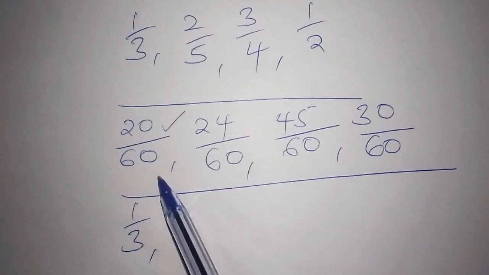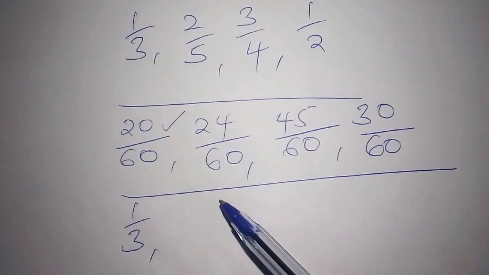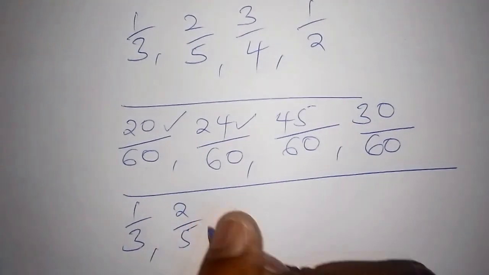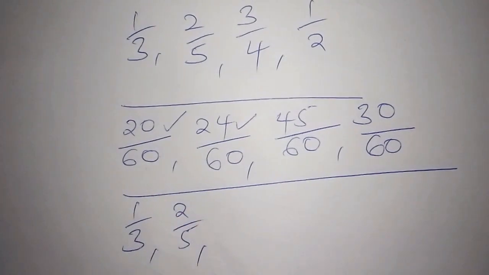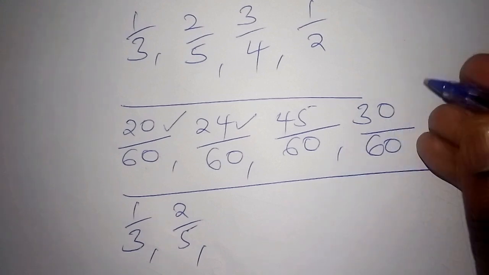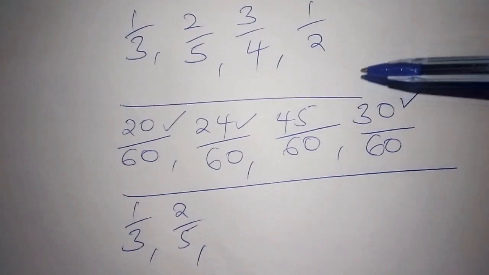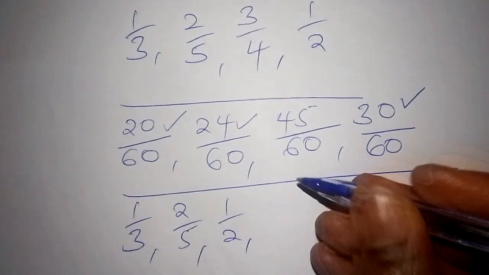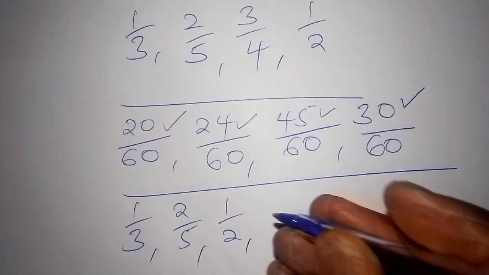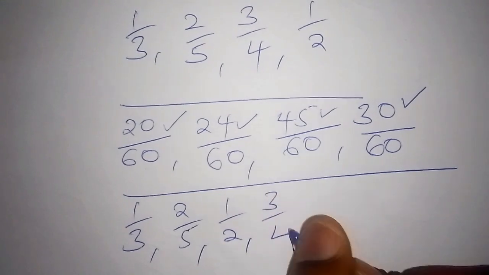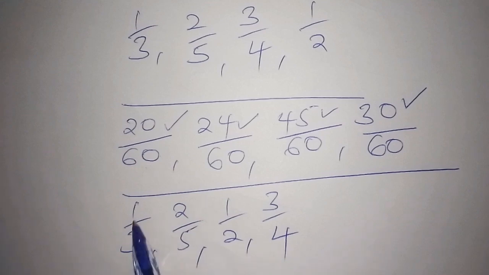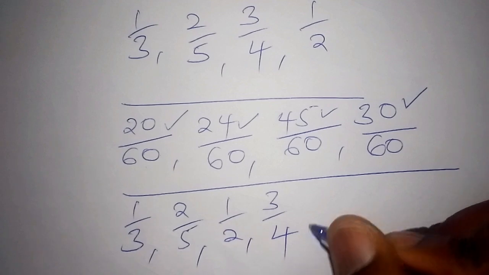So from 20 out of 60 we move to 24 out of 60, and 24 out of 60 represents 2/5. So we shall have our 2/5 there. Then our next one is 30, which is represented by 1 over 2. So we shall have our half there, and finally we shall have 45 over 60, that is represented by 3 out of 4. So when writing these fractions in ascending order, we have a third, 2 over 5, 1 over 2, and 3 over 4. And this one now becomes the answer.